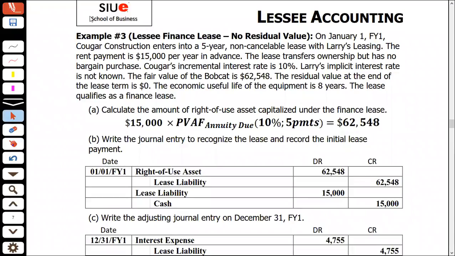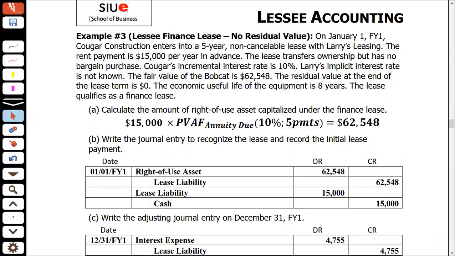Okay, so it's the 5-year non-cancelable lease, rent payment of $15,000. The lease transfers ownership, has no bargain purchase option, but it does transfer ownership, so it's a finance lease. The incremental interest rate is 10%, and it says we don't know the implicit rate, but in the very next line they give us the fair value. So with the fair value and the payments of $15,000 in advance and no residual value, you could calculate it as 10%. Not really very important here because it's all the same, but just in case you had a problem where you're like, can I calculate the implicit rate? If you have the fair value and the payments and the number of payments, then you can.